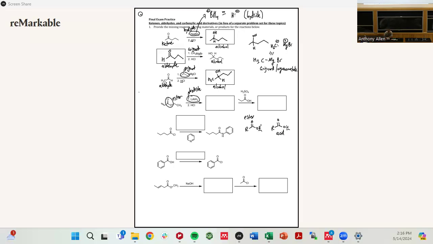a proton is H plus. So here's a hydrogen atom, H dot, H with an electron. A proton is a hydrogen atom minus an electron. A hydride is a hydrogen atom plus an electron. So why does this act as a hydride?